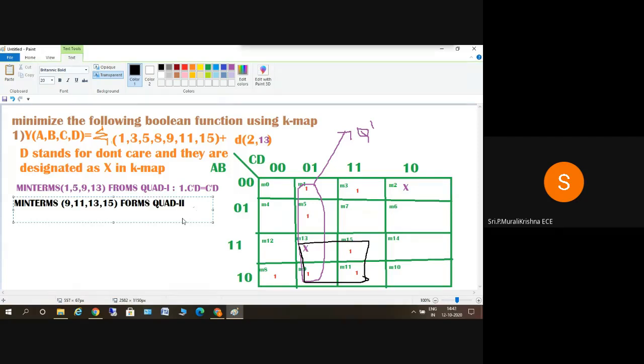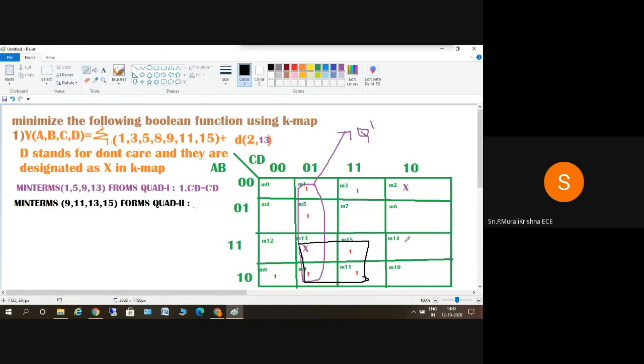So what is quad 2 here? What is the row term for quad 2? Whenever we form a quad, 2 literals will be eliminated, so 2 literals will be reduced and we'll have another 2 literals. You can see the first case also. Here also this is another quad. So this is Q2.